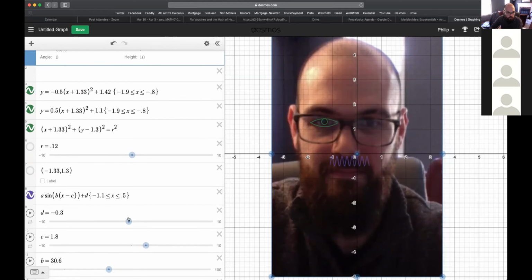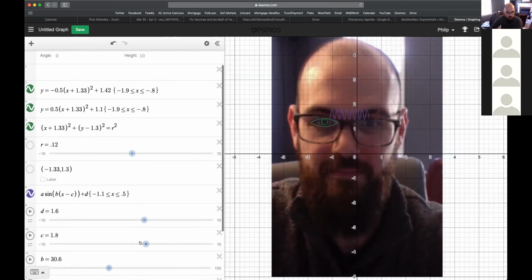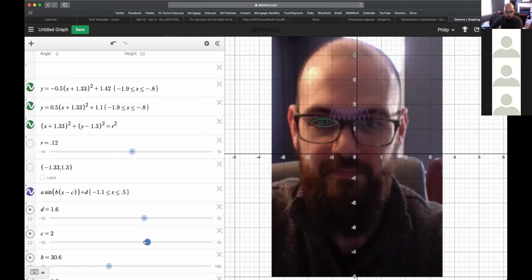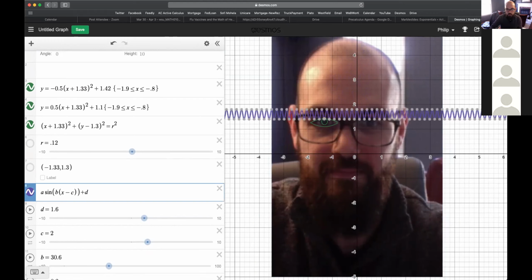Alternatively, if I wanted to give myself some hair, I could do this, or you might be able to make it an eyebrow or something. You have to change your bounds here. So I could do a squiggly eyebrow or something like that.